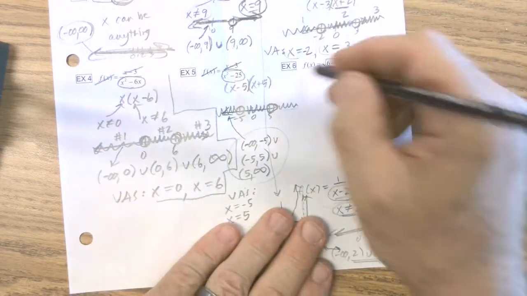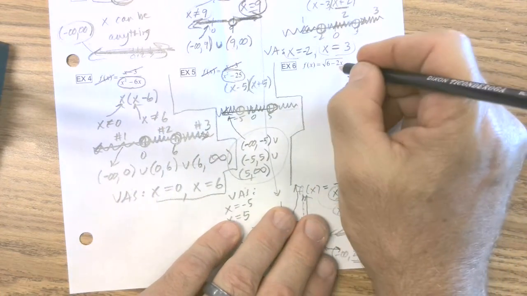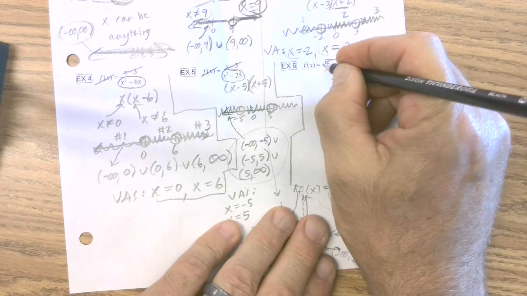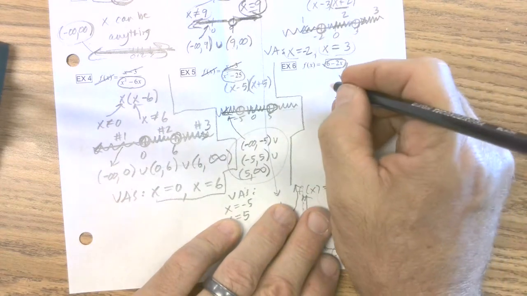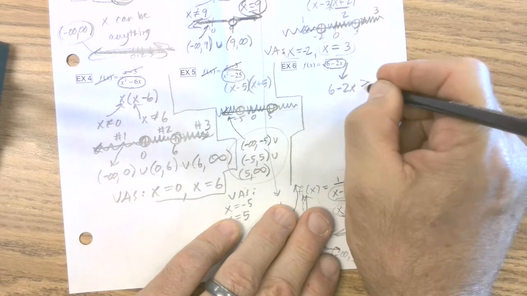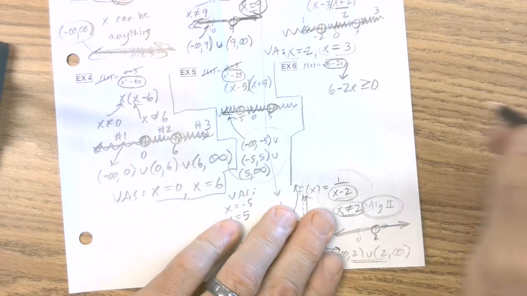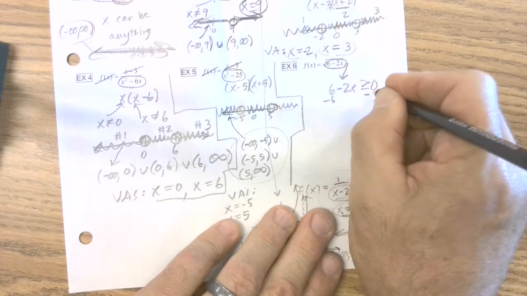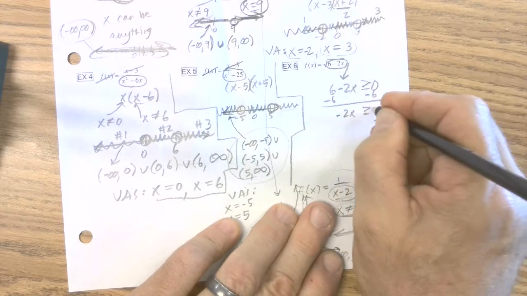All right, now we got our only square root problem. What's the rule? The rule is this stuff can't be negative. How do we say that mathematically? That stuff can be 0 or anything positive. And that's just how you do. So now we're going to subtract 6, subtract 6. Negative 2x greater than or equal to negative 6.